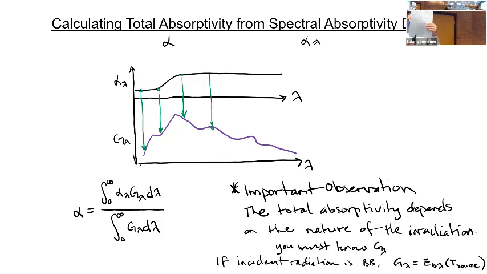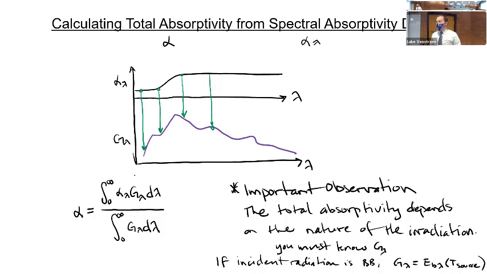This works if the incident radiation is black body radiation. You just have to make sure that you calculate your fractional emissive power functions based off of the source temperature for the radiation and not the temperature of the surface. Really important that you understand what I just said, so I'm going to say it one more time. The total absorptivity depends on the nature of the incoming radiation. It has G sub lambda in here, not E_b sub lambda, like the emissivity definition.